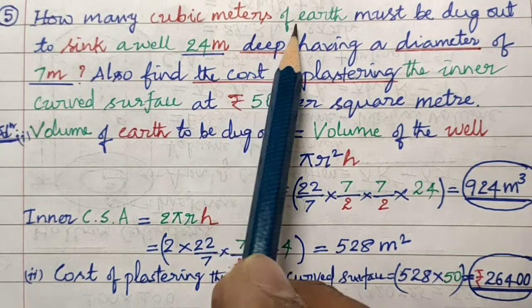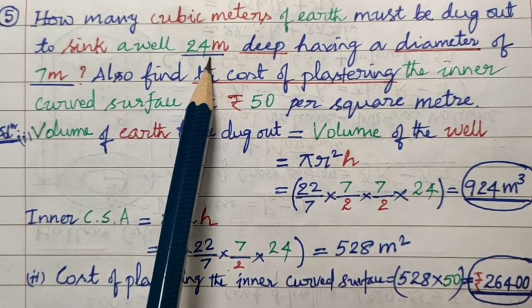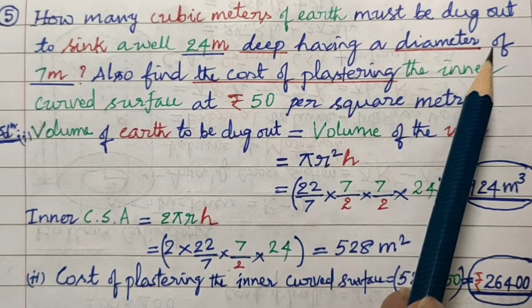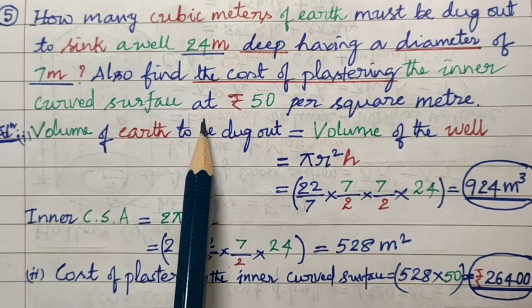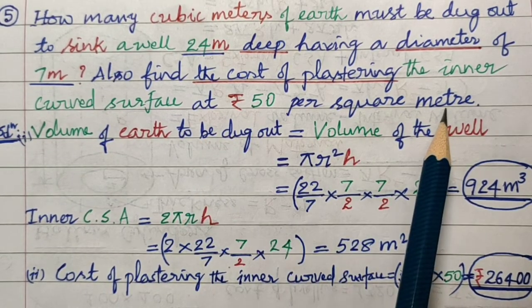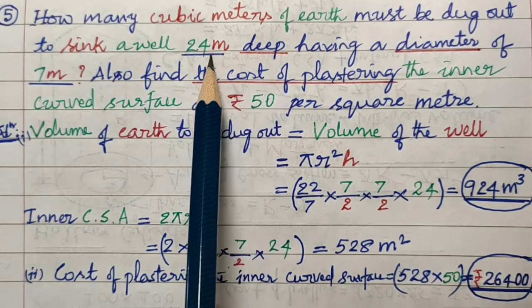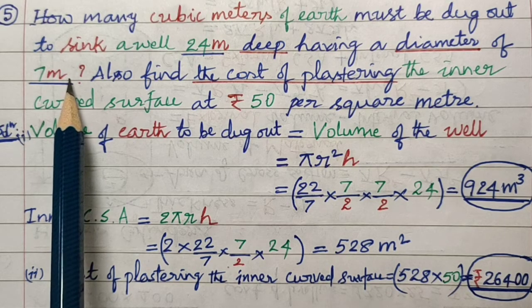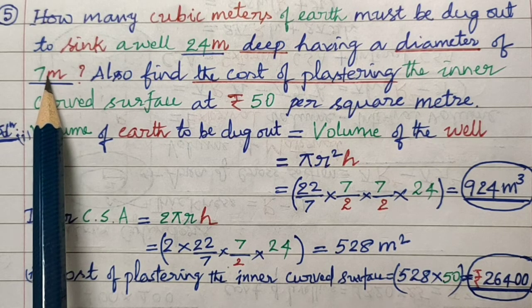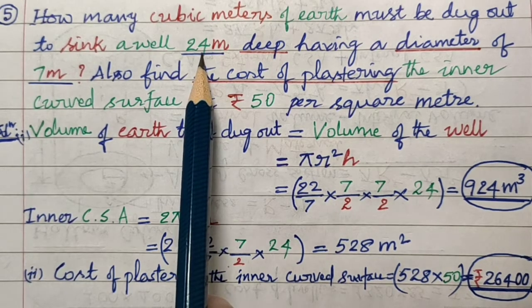How many cubic meters of earth must be dug out to sink a well 24 meters deep, having a diameter of 7 meters? Also find the cost of plastering the inner curved surface at rupees 50 per square meter. See, we need to dig a well of depth 24 meters. We can take that well as a cylinder, then the radius of that well will become 7 by 2. This h will be 24 meters.